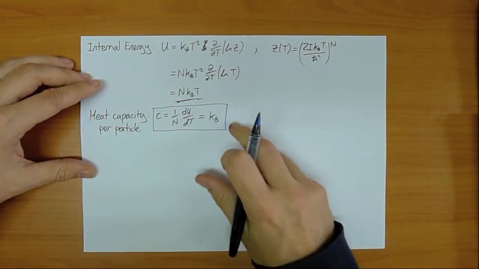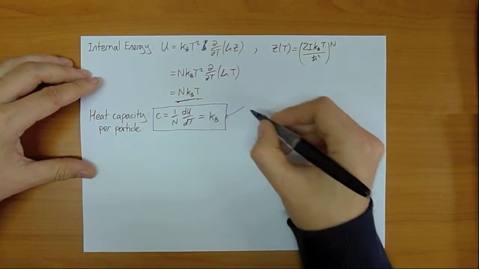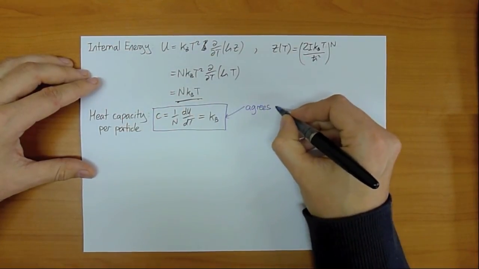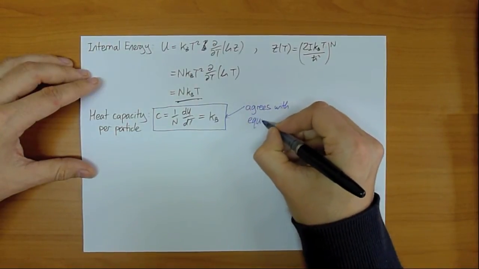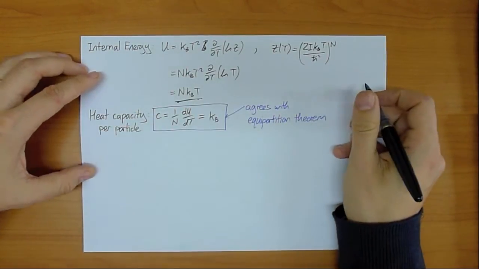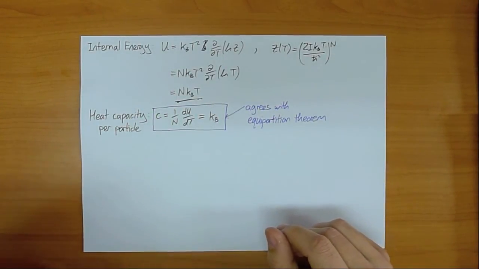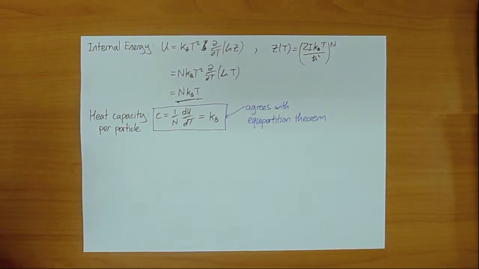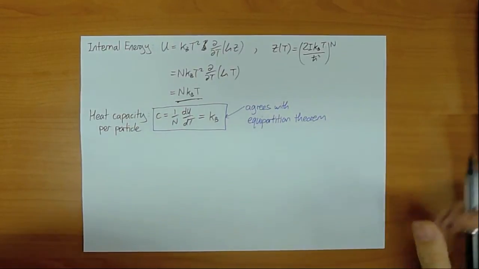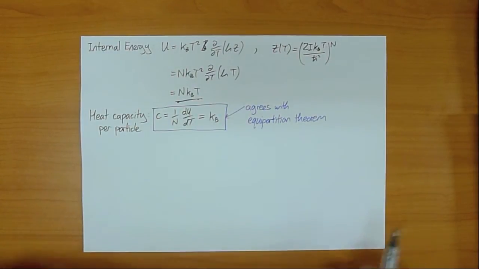Okay, now this may look familiar to you because this actually is just the result predicted by the equipartition theorem. So this result agrees with the equipartition theorem. Which is to be expected because we said that the equipartition theorem is applicable in classical statistical mechanics, and classical statistical mechanics is valid when your energy is large enough that you don't see the discreteness of the energy levels. And that's very similar to the high temperature approximation we've done here. So it's not surprising that we agree with the equipartition theorem result.